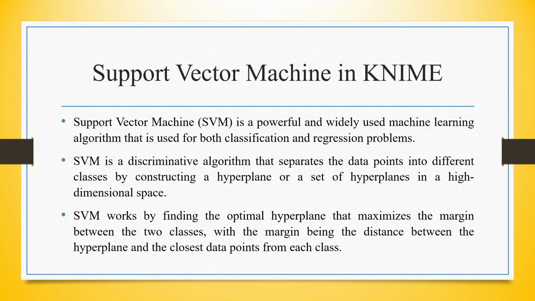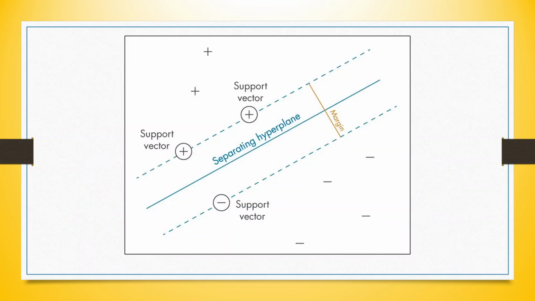SVM is a discriminatory algorithm that separates the data into different classes by constructing a hyperplane or a set of hyperplanes in a high dimensional space. SVM works by finding the optimal hyperplane that maximizes the margin between the two classes, with the margin being the distance between the hyperplane and the closest data point from each class. I have already explained this diagram in my previous videos, kindly refer to it.